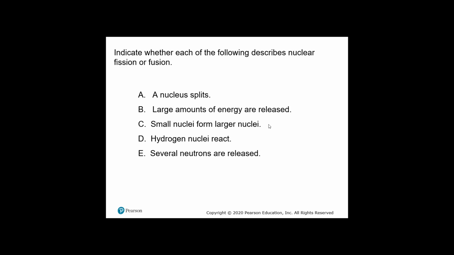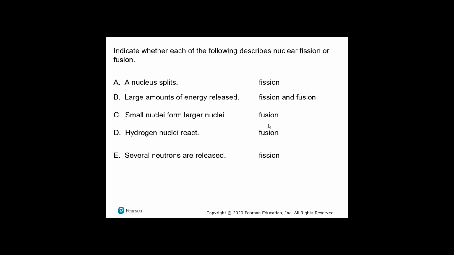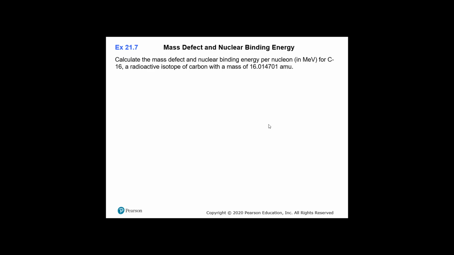So indicate which of the following describes nuclear fission or fusion. This slide's from my other class. So a nucleus splits, that's fission. Large amounts of energy released, that's both. Small nuclei form larger nuclei, that's fusion. Hydrogen nuclei react, that's fusion. And several neutrons are released, that's fission. So hopefully this is a nice little reminder of which is which.